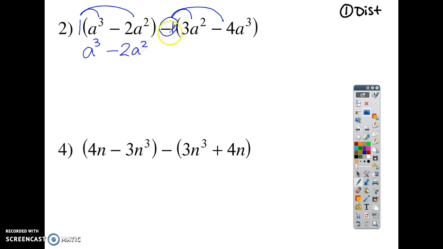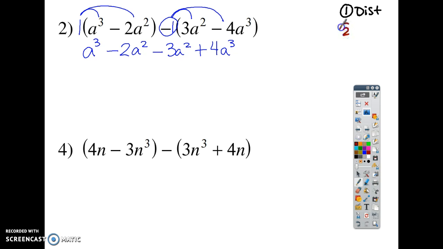But this one is a negative 1. So negative 1 times 3 is negative 3. Don't forget your a squared. Negative 1 times negative 4 is a positive 4. Don't forget a to the third. So this negative, what it does is it changes the signs here and here. It changes the positive 3 to a negative 3, and it changes the negative 4 to a positive 4. That's what it does.